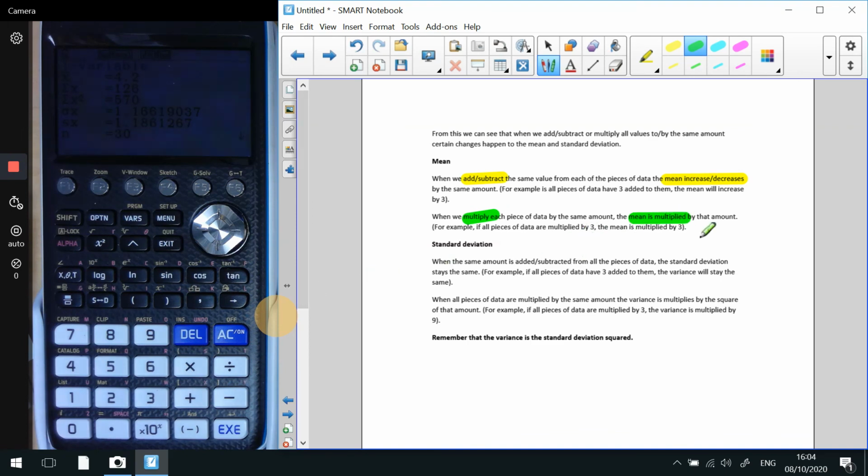For the standard deviation, if we add or subtract the same amount to each piece of data, then the standard deviation stays the same, which also means that the variance will stay the same. And finally, if we multiply each value by the same amount, then we end up multiplying the variance by the square of that amount. Remember that it's the variance that we should be looking at to get that, and remember that the variance is the standard deviation squared.